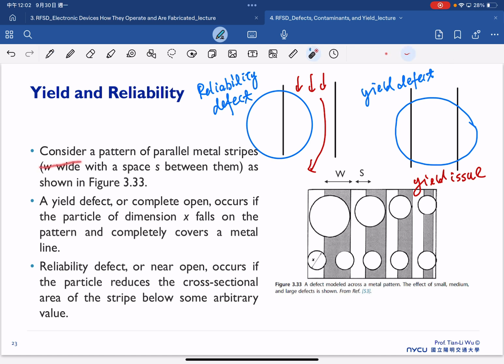So considering a pattern of parallel metal strips as shown here. So this is a pattern. We have a metal strip here, and then we have different kinds of defects here. A yield defect is considered as a complete open. And a reliability defect is a near open, where the particle reduces the cross section. The particle reduces some of the region, but the current can still flow. So that's a reliability defect.